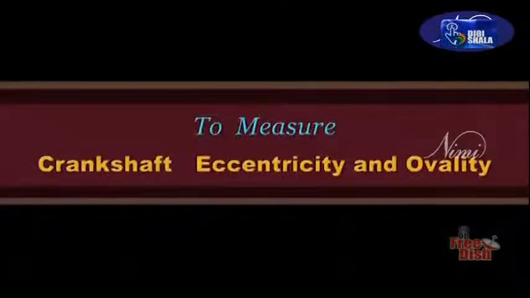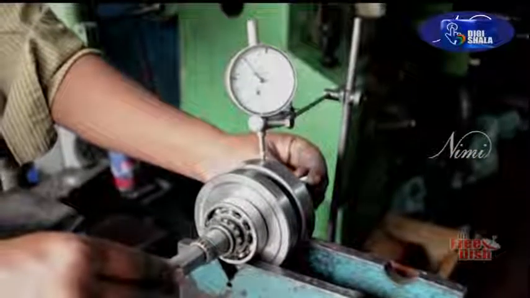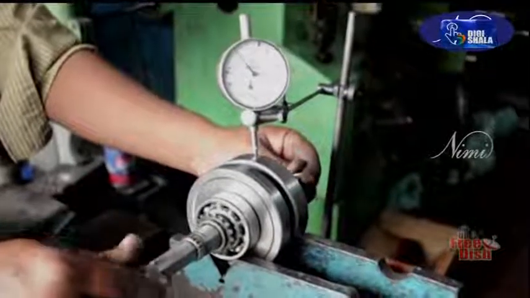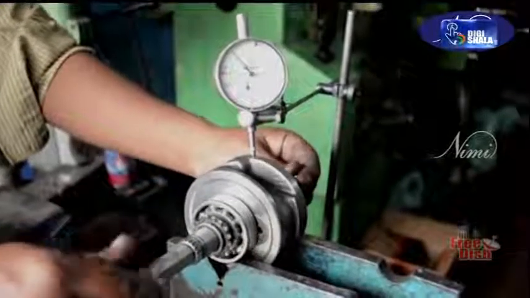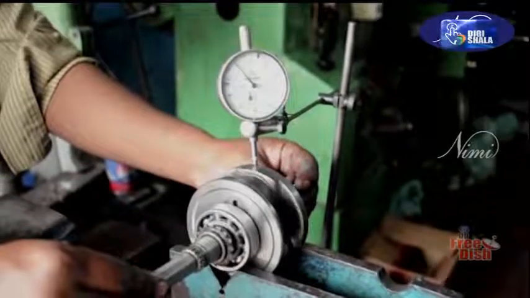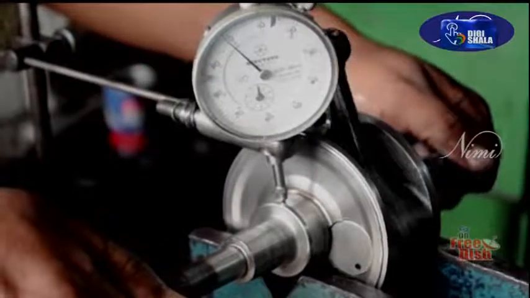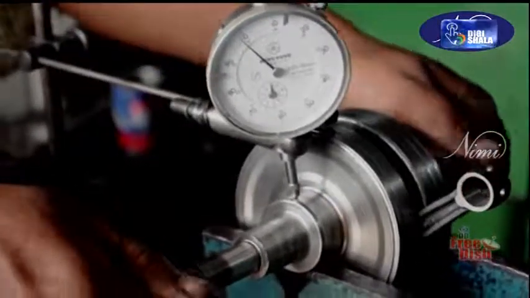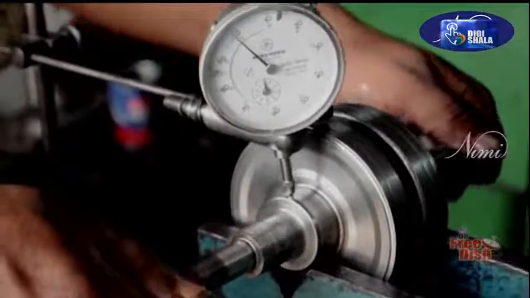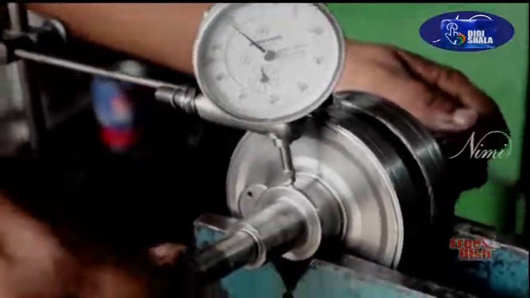To measure crankshaft eccentricity and ovality, place the crankshaft on a holding device and gently move the dial gauge over the crankshaft journals, bearing journals, etc. Note down the readings in the dial gauge and take suitable corrective action if necessary. The various other applications of dial gauge are shown.